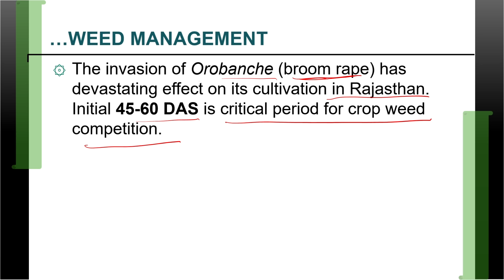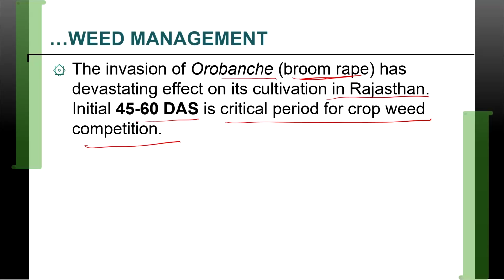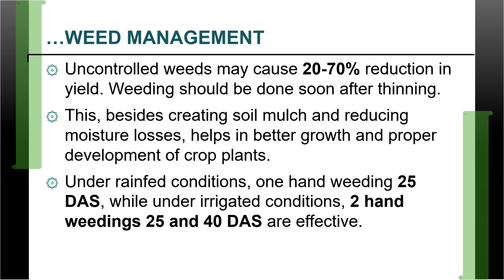It means the parasite, this Orobanche, is living on the roots of the mustard, and it is deriving its food and everything, food, water, everything, from the host plant. So mustard or rapeseed will act as a host plant, and Orobanche is your parasitic plant. Therefore, sometimes it can reduce the yields significantly. So uncontrolled weeds may cause 20 to 70% reduction in yield.